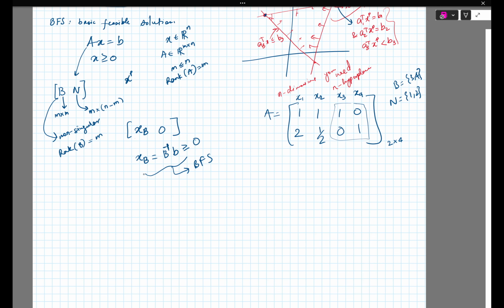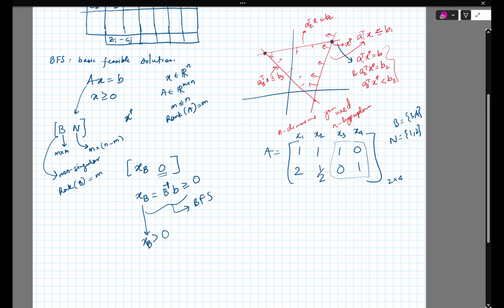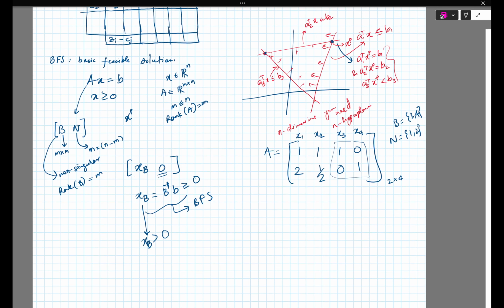Okay, so if these xb's are positive, let's say, then these other constraints are equal to 0, right? So these other constraints, meaning these n minus m variables, they are equal to 0, and these m variables, they are positive.